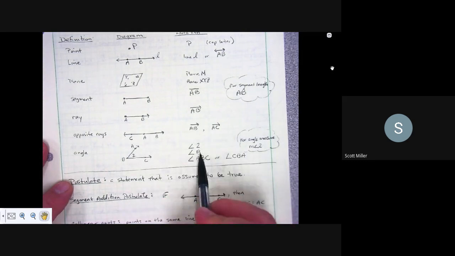So here's an angle. This is the actual angle, the space in between these two lines, just so you know. The lines are just the sides of the angle. So I can label it, sometimes I'll put a number in here. That'll be angle 2. You can label it by the vertex, that would be this B here. If there's nothing else around it and it's very standalone, you can label it by the vertex alone. We'll talk more about that later.